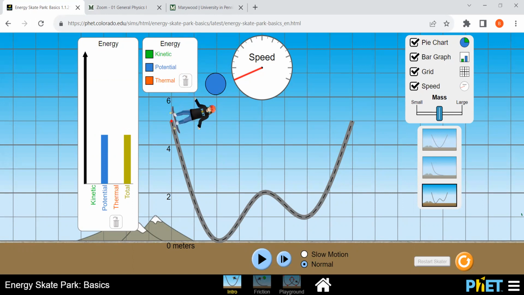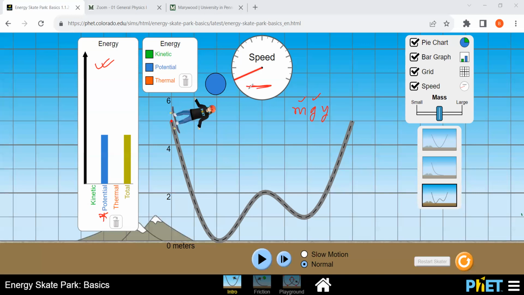So here you see that if you look at the graph here on the left hand side, the energy graph, all the energy currently this person has is the potential energy, right? You see that, and it makes sense because the potential energy is equal to mgy, right? This person has mass, we have the gravitational acceleration, and the height is about 5 meters. Because of that, all the energy this person currently has is the potential energy. And you see that the speed is equal to 0.